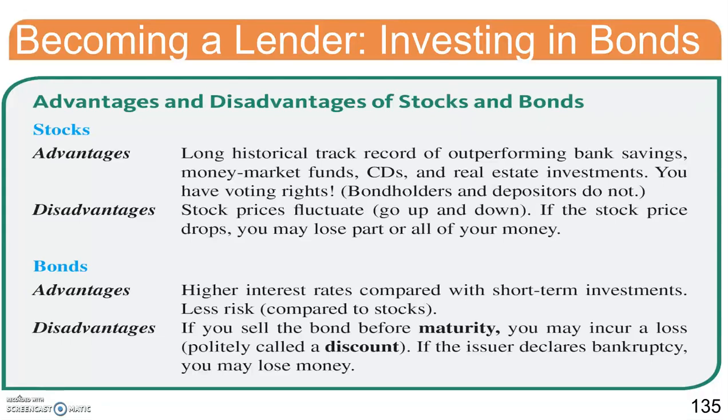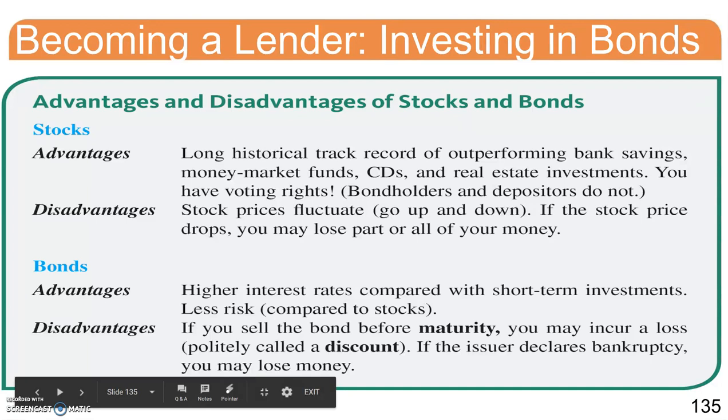One advantage of stocks is that they usually outperform, say, banks, and you can vote in a company. So you have the potential for earning more. Of course, the disadvantage is that prices go up and down, so you could lose some or all of your money. Bonds, on the other hand, have higher interest rates, and they have less risk compared to stocks. So it's higher than a bank, but less risk.